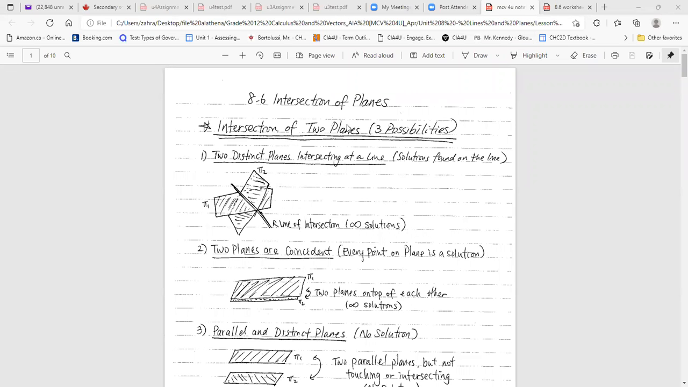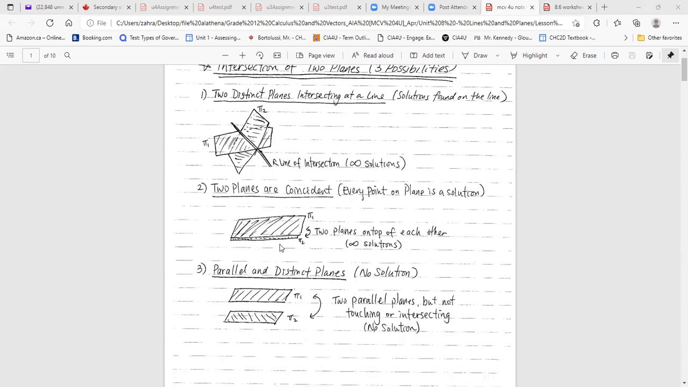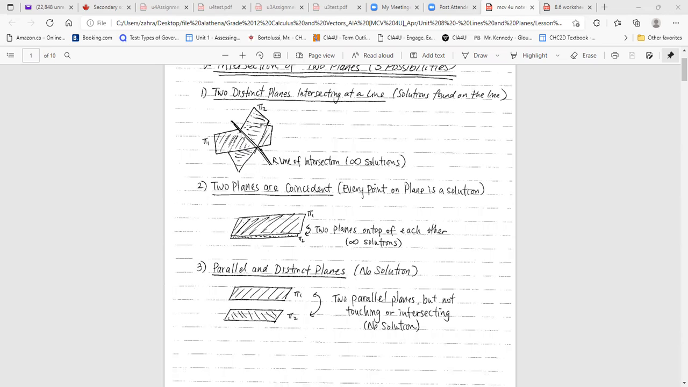2.6 Intersection of planes. If we have two planes, there are three possibilities. The two planes intersect each other in a line they have in common. If this line is common between these two planes, then we have infinite solutions. Or the two planes coincide, again infinite solutions. But if the two planes are parallel, it means no solution.